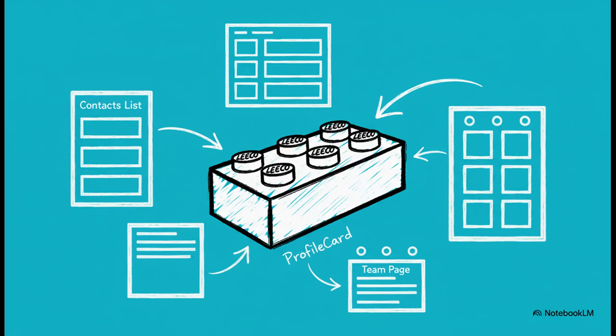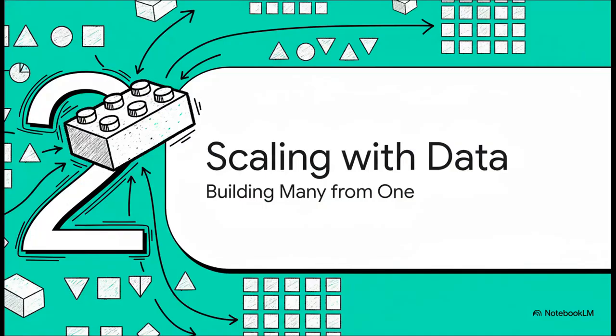What we've created is basically a UI Lego brick. We can now snap this profile card into place anywhere in our app, and we can be totally confident it's going to look and work the exact same way, every single time. Okay, so we've got our Lego brick. Now for the next section, scaling with data.